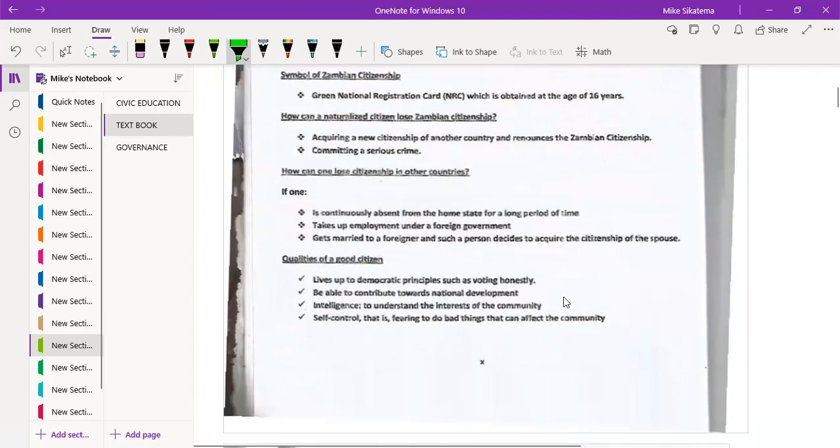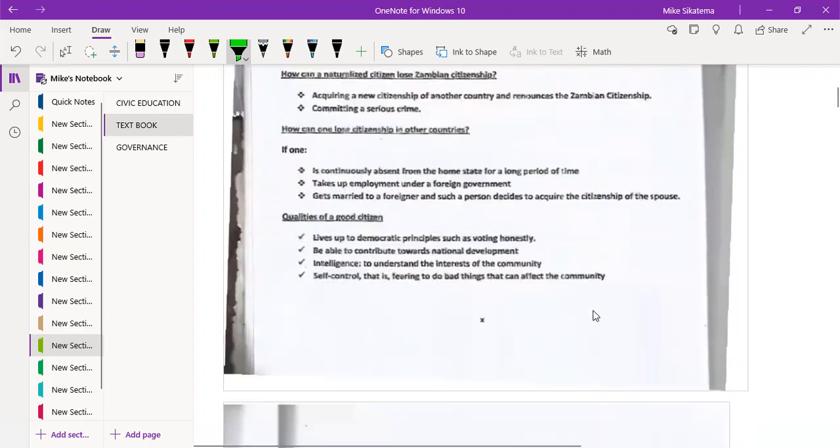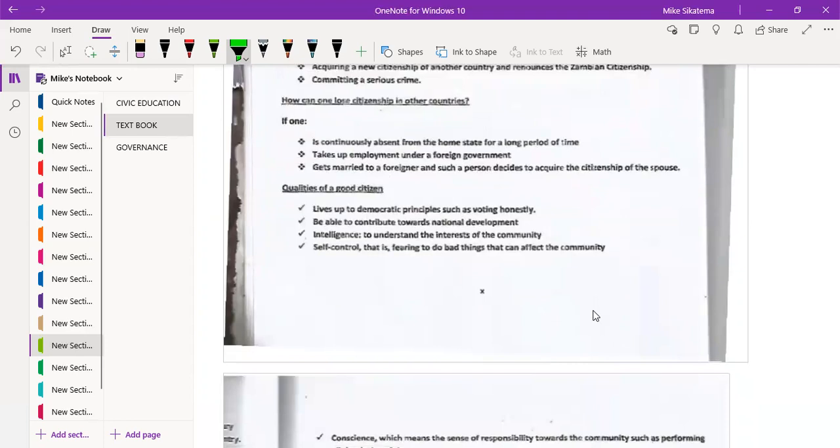So how can one lose citizenship in other countries? If one is continuously absent from the home state for a long period of time, for example you are born, you travel to China for education, you come back, you're gone again, things like that. Taking up employment under a foreign government, that usually happens, or getting married to a foreigner, and as such, a person decides to acquire citizenship of the spouse, the green card that I was referring to.